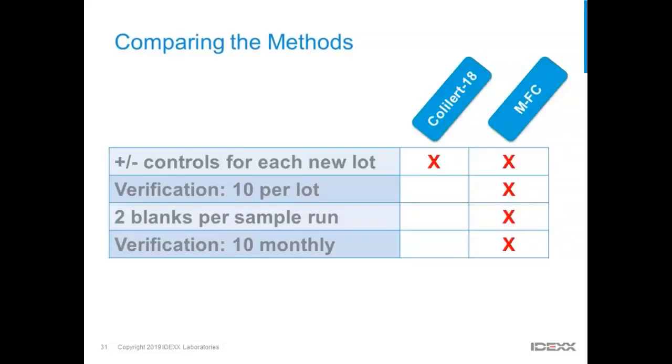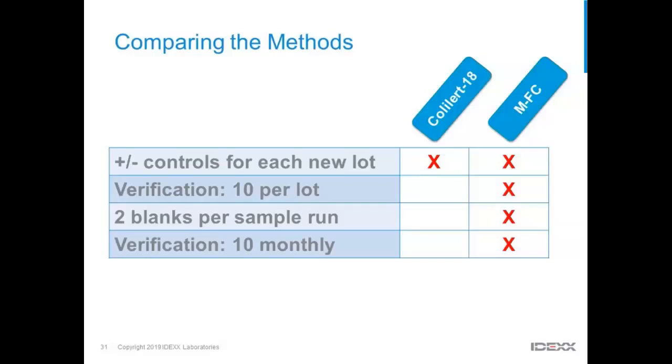But after that, for Colilert-18, there's no other QC involved. But when we look at MSC, of course, there are now verifications that need to be performed on each lot, up to 10. You're running anywhere from as little as 2 blanks per sample run, sometimes more depending on how many samples you're running. And then on a monthly basis, there now have to be 10 colonies verified in each one.